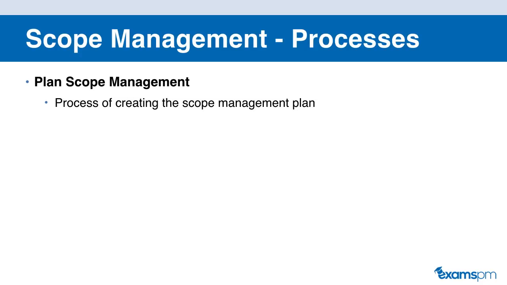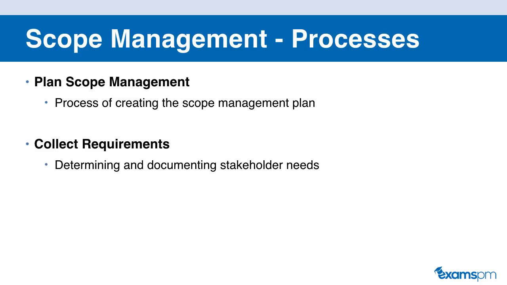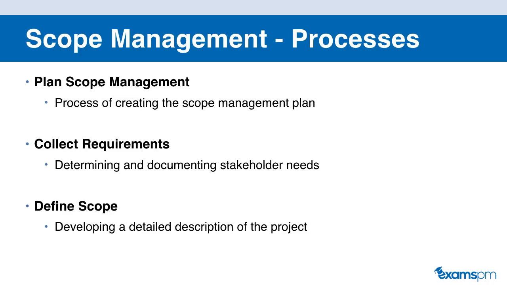Once we have our plan on how we're going to manage and define scope on our project, we're ready to now collect our requirements. So this is the process where we're determining and documenting our stakeholder needs. These stakeholder needs are also known as requirements. So this is what our stakeholders want to see as outcomes on our projects. Once we have collected all of our requirements, we're ready to define our scope.